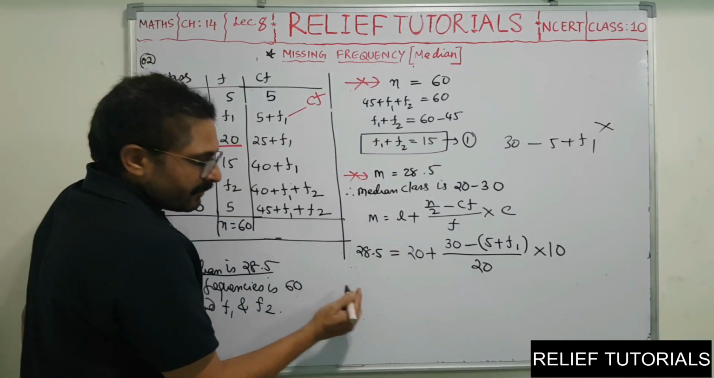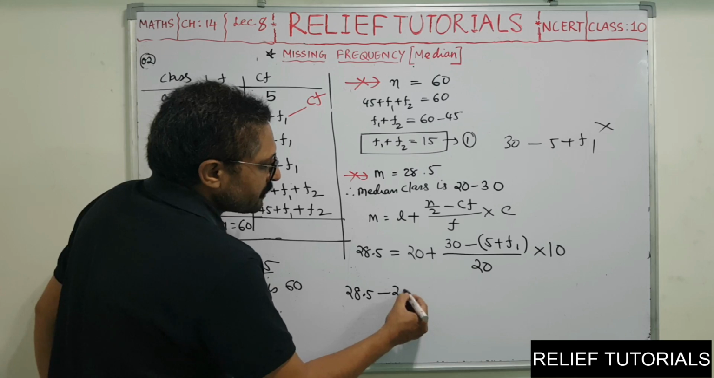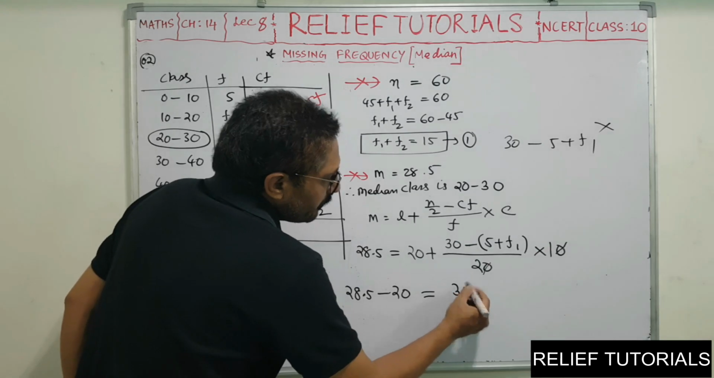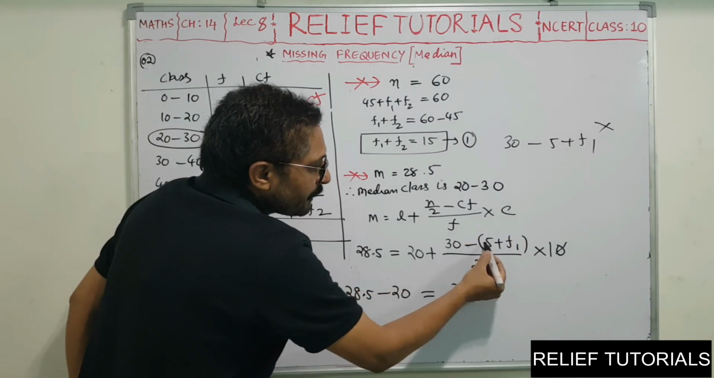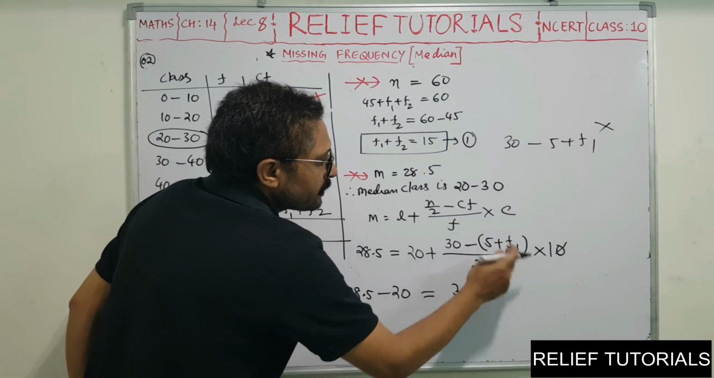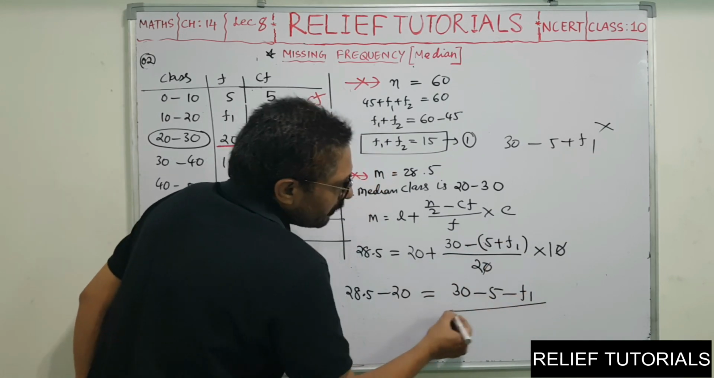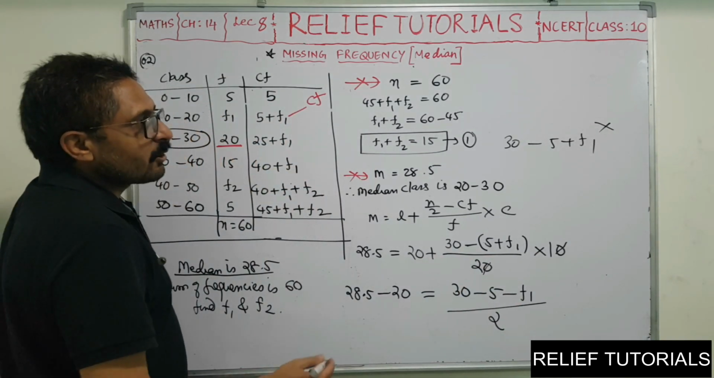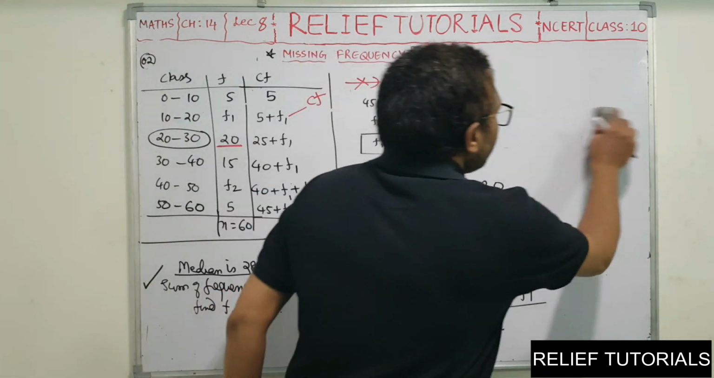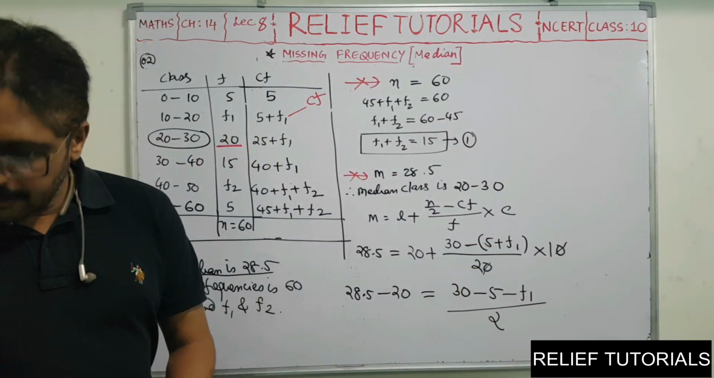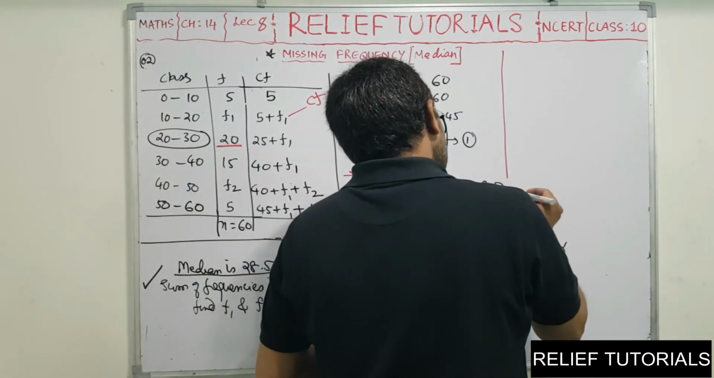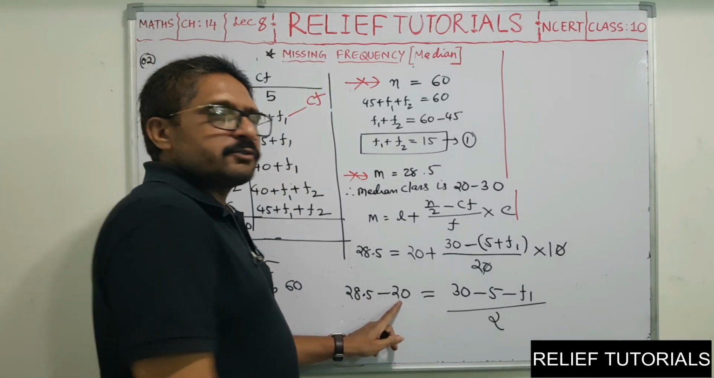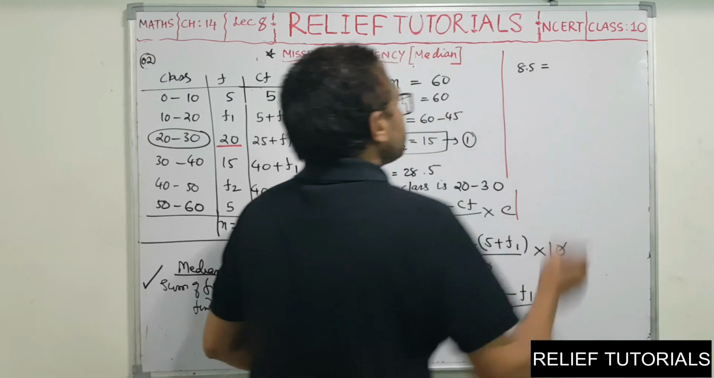Now 20 will come here. So 28.5 minus 20 is equal to, the 0 will get cancelled. Now 30, you will open the bracket. So minus into plus is minus 5, minus into plus is minus F1, upon, 0 cancels, so you will get 2 here. Now 28.5 minus 20, how much will you get? You will get 8.5. I hope you are understanding this. See now, 28.5 minus 20, so you will get 8.5.